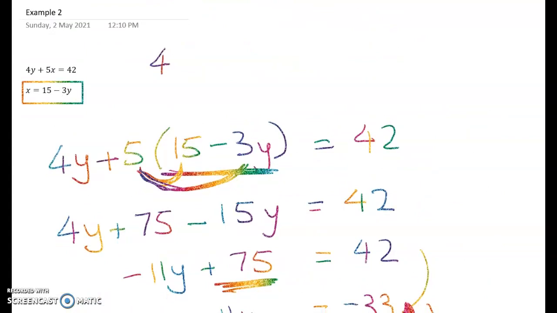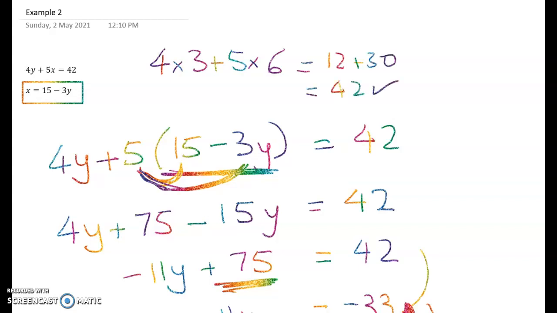So 4 times 3 plus 5 times 6 is equal to 12 plus 30, which equals 42. So it does work. So what I'm doing there is I'm substituting my answer values to check that it's okay.